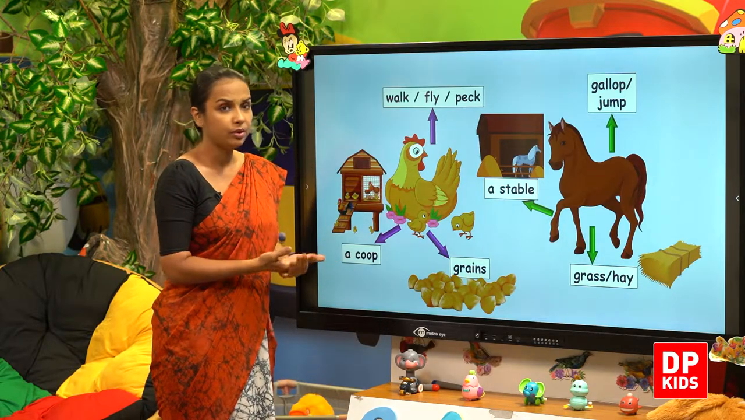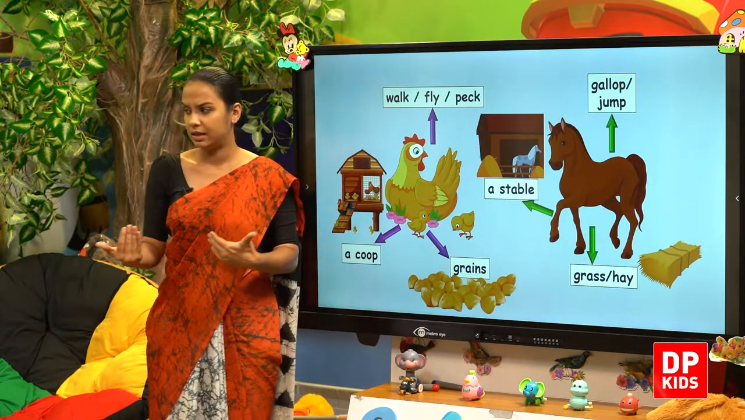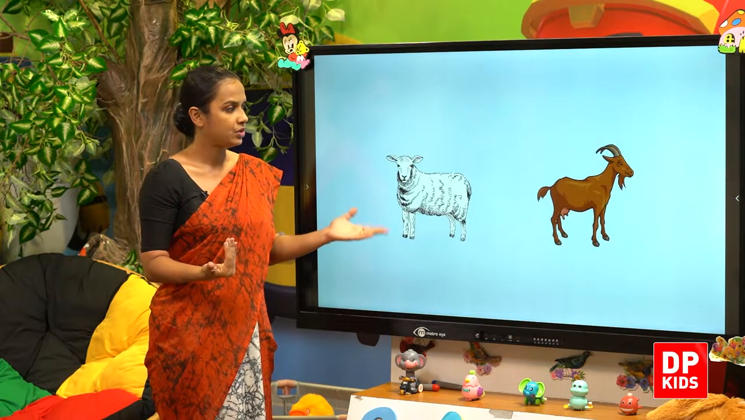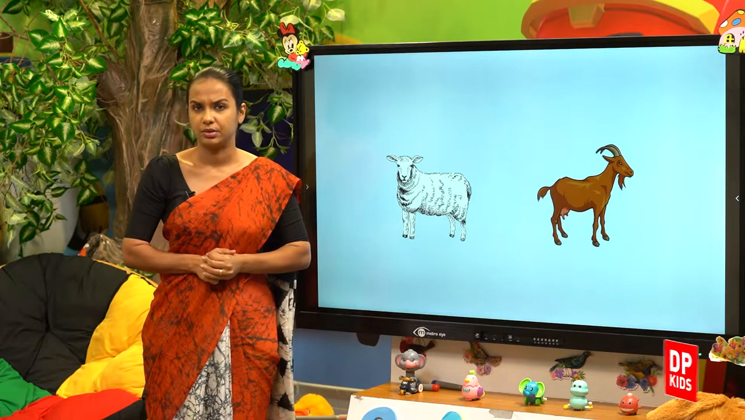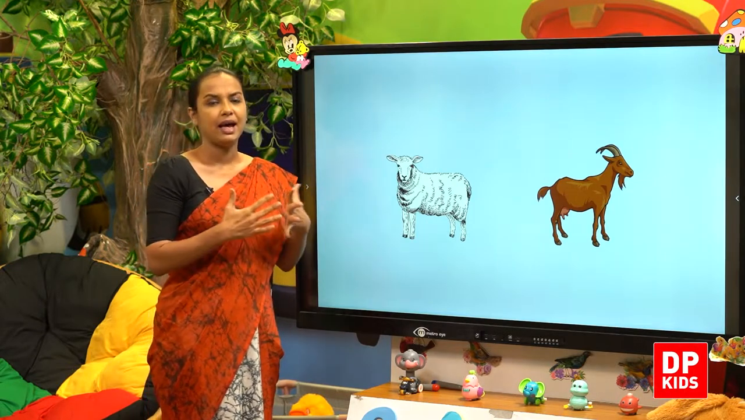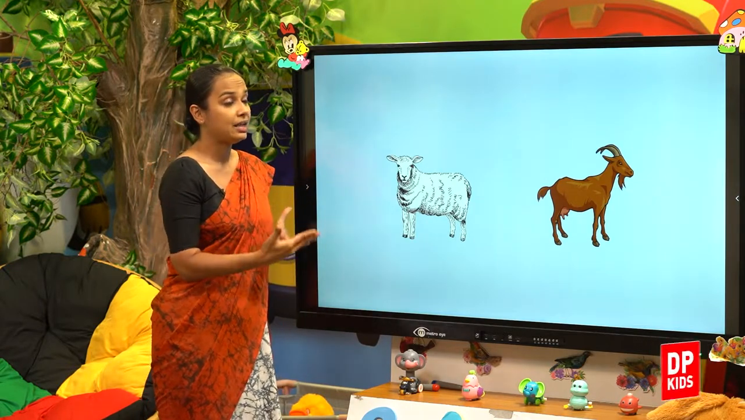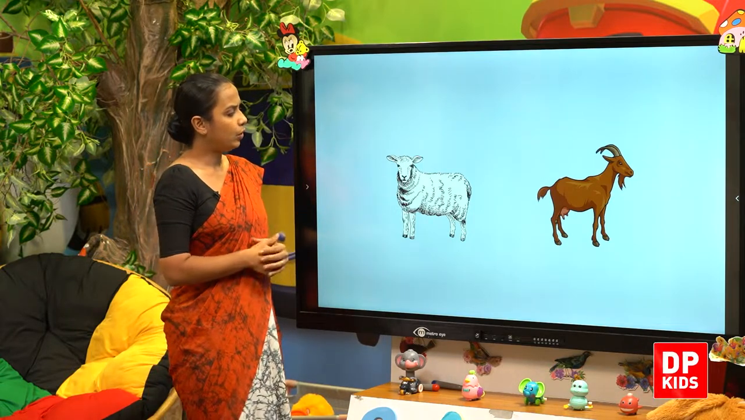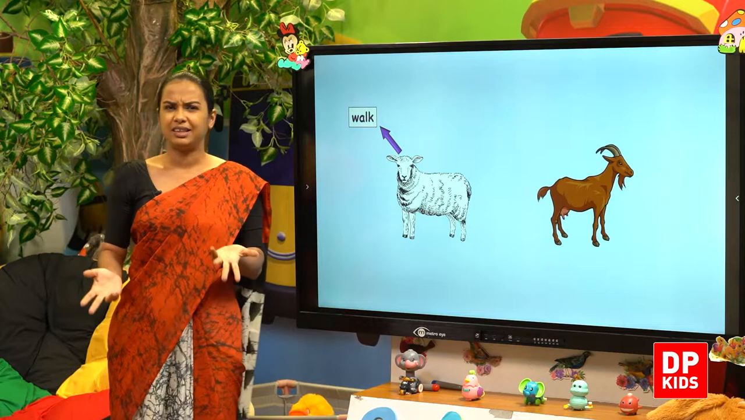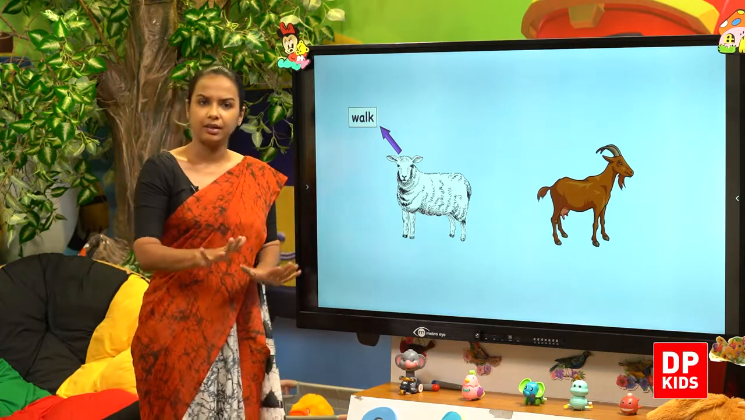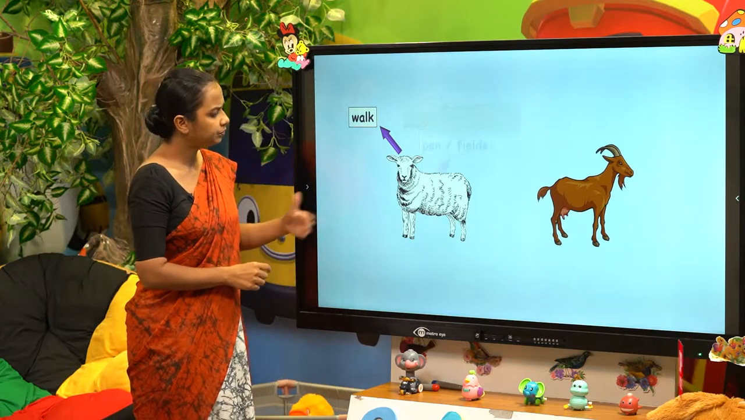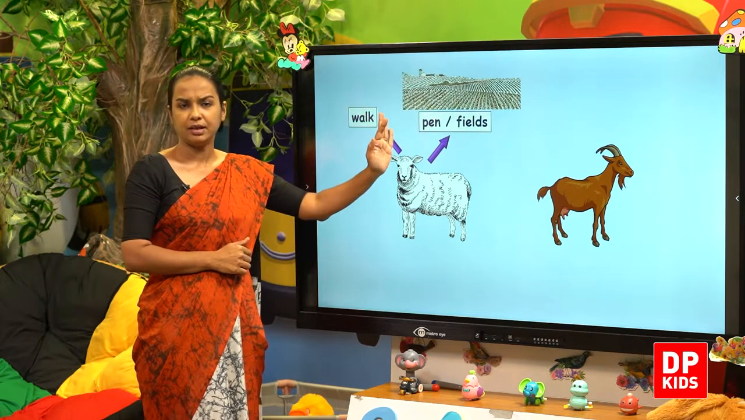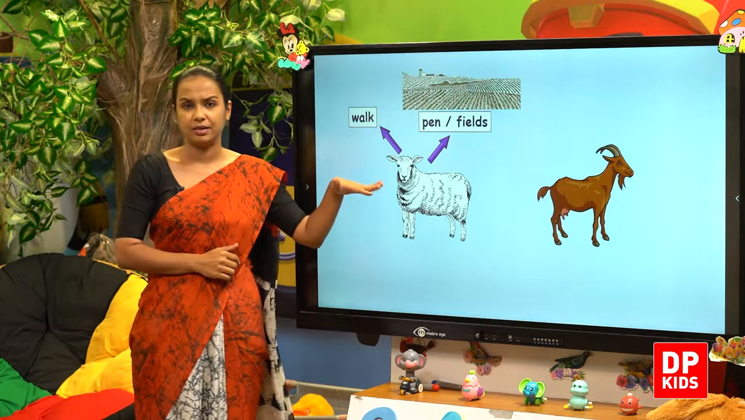So we'll go to another animal and learn about it. Sheep and goat. So these animals are very important in a farm. Here we go. Sheep, what can they do? They can walk. And they live in a pen, right? It's called a pen. Fields.